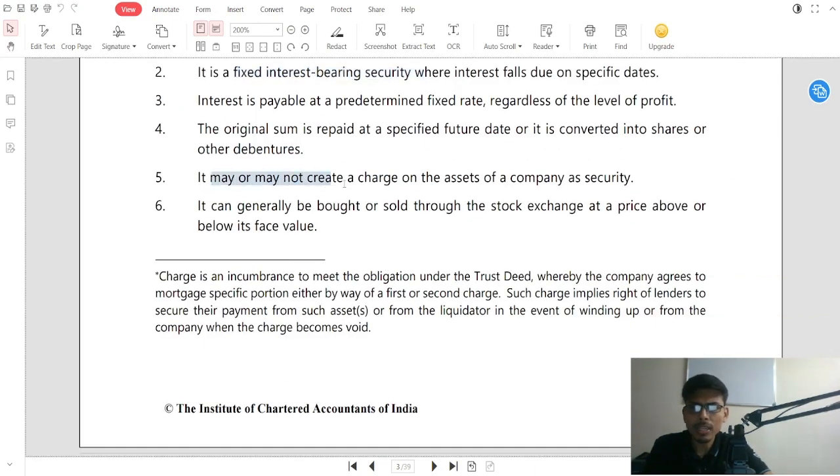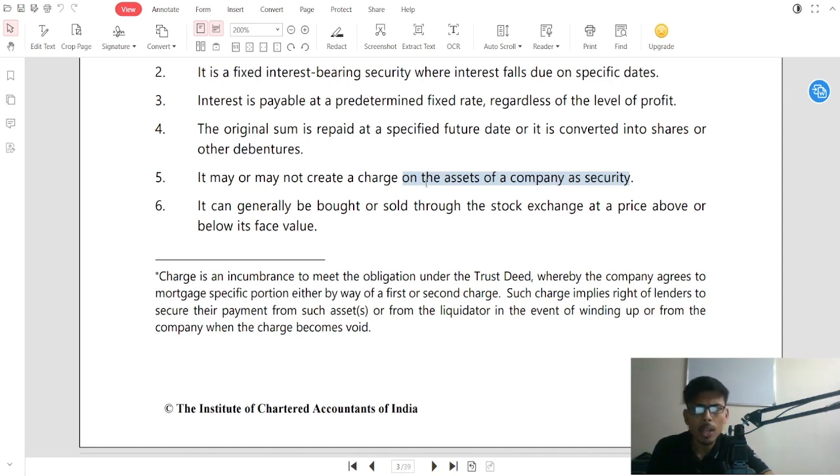It may or may not create a charge on the assets of the company as security. Obviously, a debenture may or may not create any charge on the assets of a company. Suppose, as I told you, sometimes when you purchase any asset, you have to give the debenture to them. It's for security purposes. We are going to discuss it in a later topic to make it more understandable. Just understand that it may or may not create a charge on the assets of the company as security.